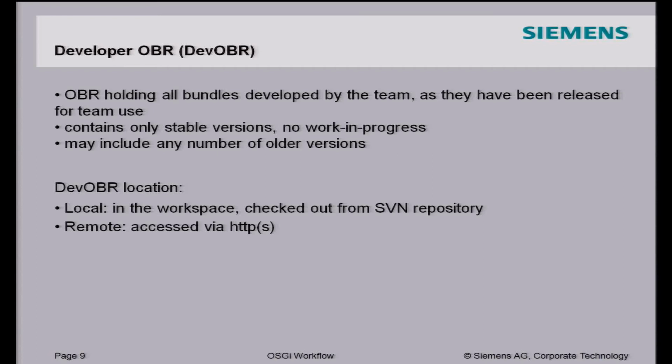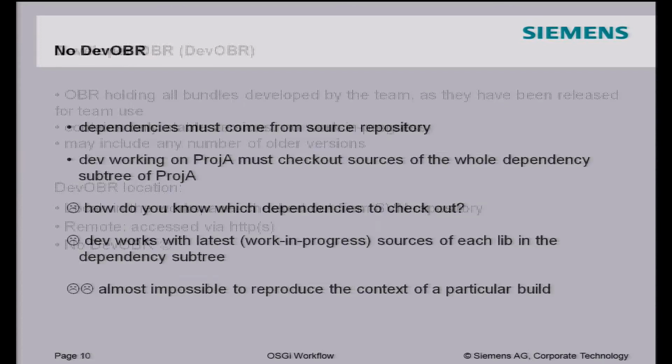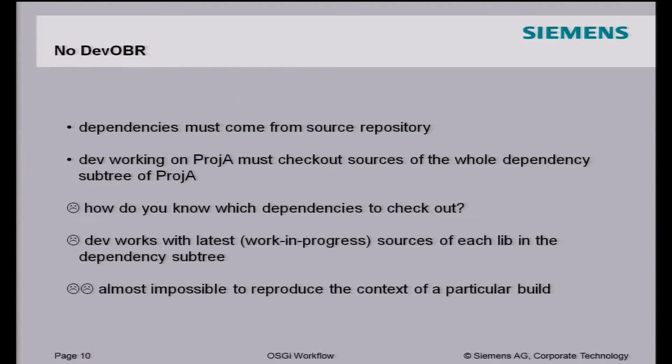The other option would be linking it somehow remotely. You have it served somewhere, and you access it via HTTP, HTTPS. Well, there's another option. May seem funny. Don't have a DevOBR at all. It's interesting, it may work up to a point, and it was quite similar to what we were doing before. So I'll start with the funnier option. What does it mean if you don't have such a collection of artifacts, of bundles of your development team?